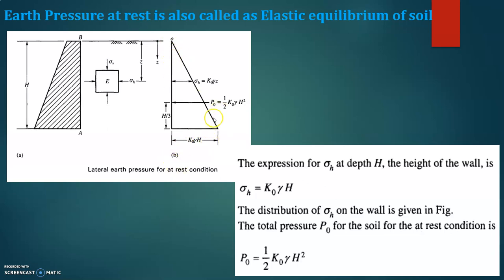So the total pressure at rest is equal to half into base into height. Base is k naught into gamma into h, and height is h, so it becomes P naught, the earth pressure at rest, equal to half into k naught into gamma into h square. So like this, you can calculate the earth pressure at rest.